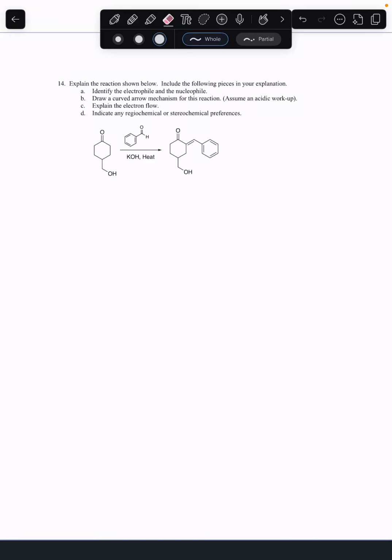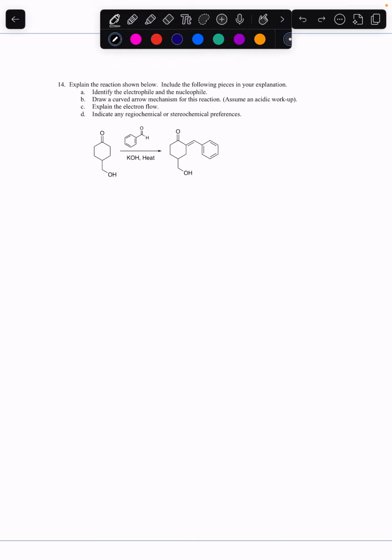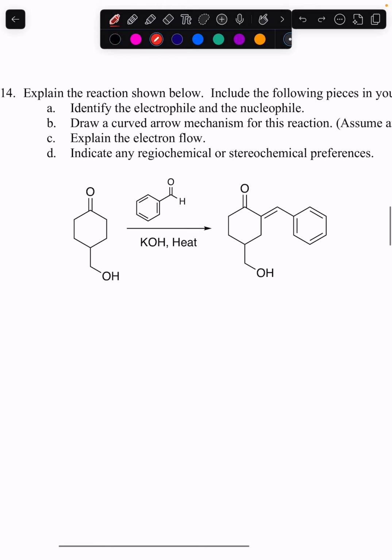In this video, we're going to dive into the aldol condensation mechanism of this reaction happening over here. We'll talk through each step with the curved arrow mechanisms and explain why this trans product is our major isomer. So we're going to start with our base over here.